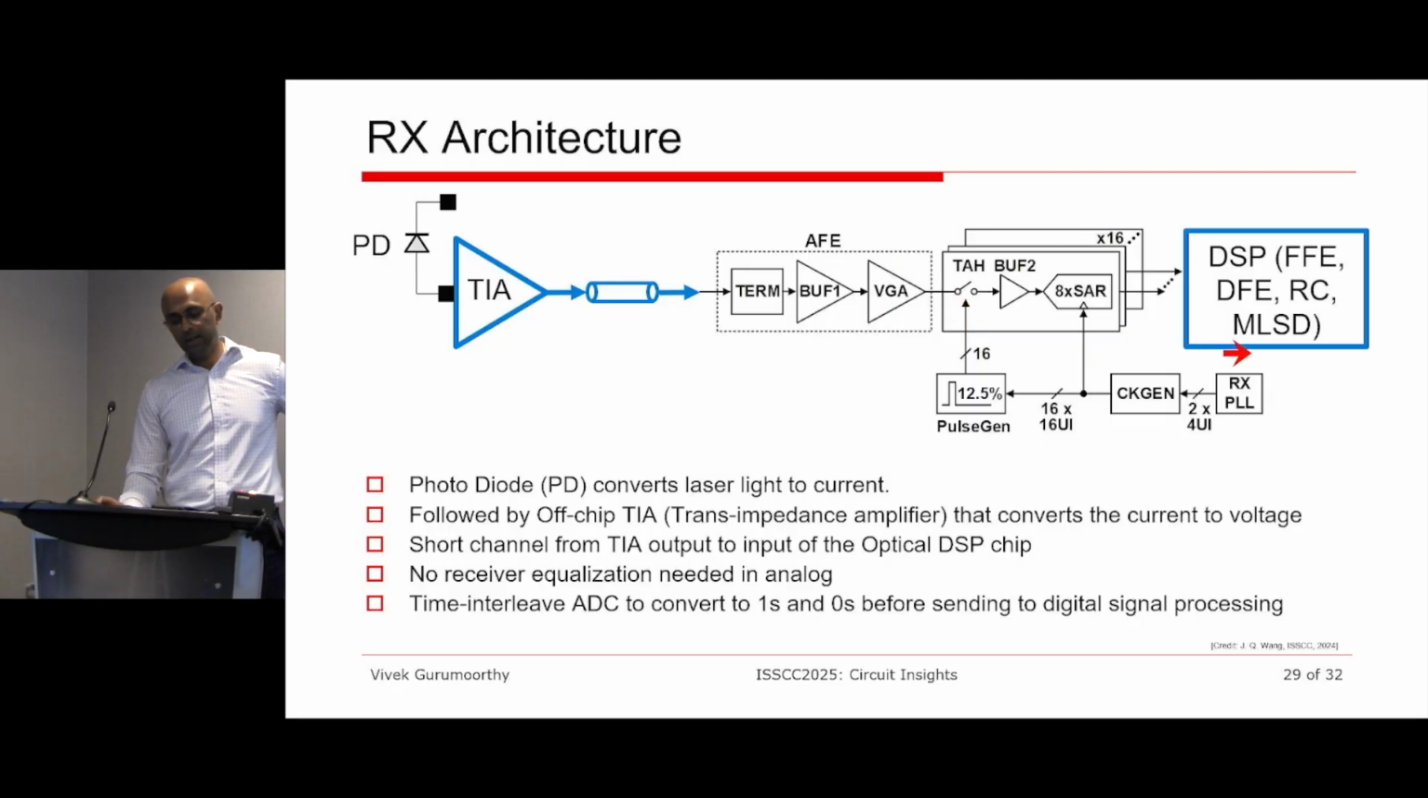Time interleaved ADCs are a concept that we can go into in a separate lecture, maybe a topic for next year's Circuit Insights. I'm not going to touch upon that too much. But imagine going from serial data to parallel data, right? In the TX, we went from parallel data to serial data to make it fast. Now you have fast 1UI data, you need to go from serial to parallel data, which is slower, which is what the entire time interleaved ADC does.